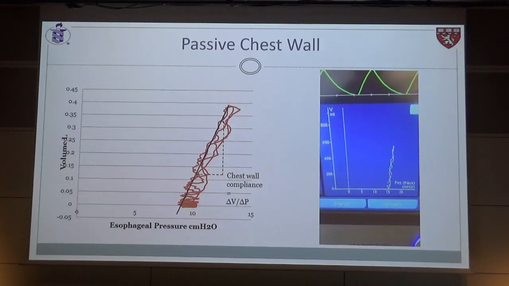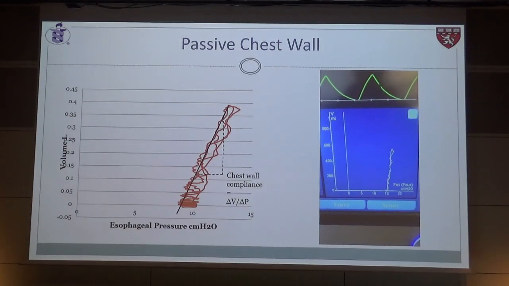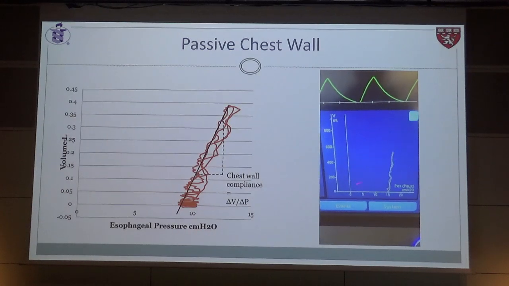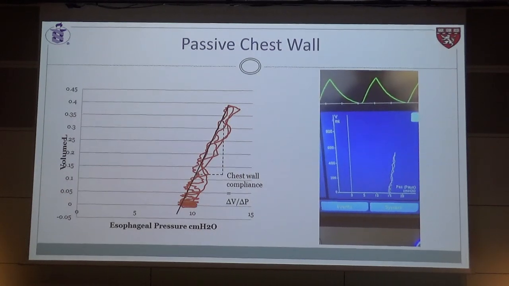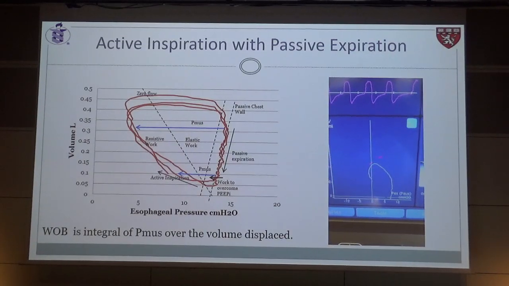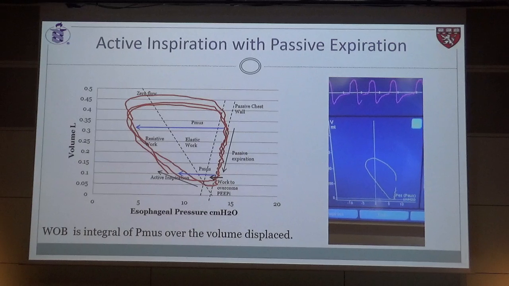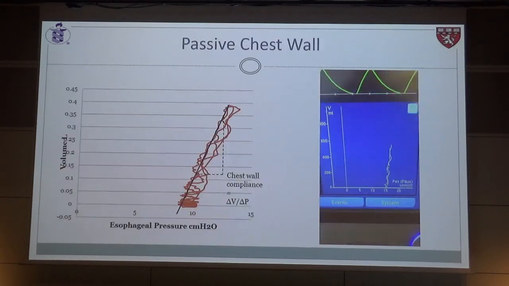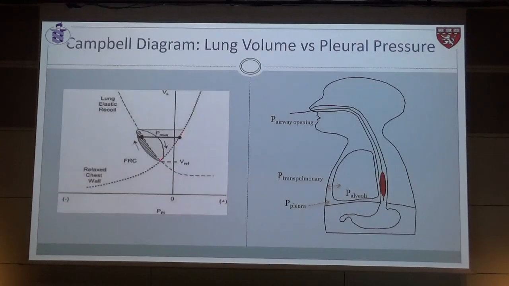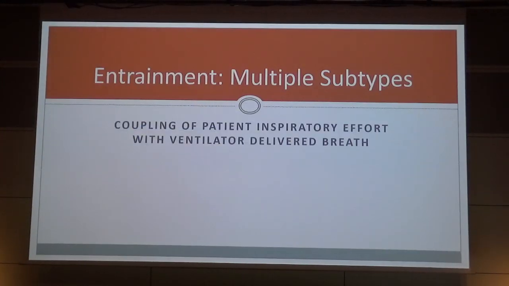And just to give you an example of this, this is a patient who's fully passive on the ventilator, having inspiratory and expiratory phases that are following the passive chest wall compliance curve. And here's a patient who's having active inspiration and then passive expiration. Those, of course, aren't what we're most interested in, so we'll get into some of the more interesting ones as well. But this is just showing you the concept of how you can transfer this curve into actual real-world understanding of what the patients are doing.